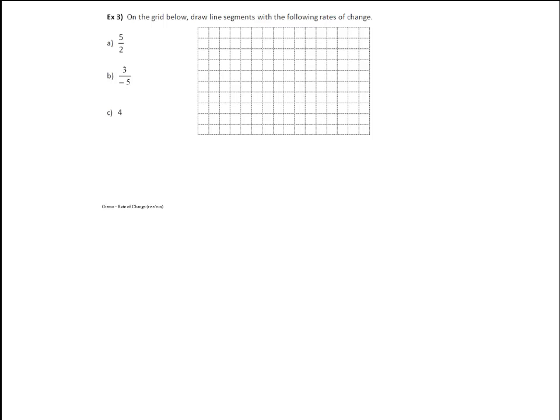So on the grid below, I'm going to use different colors for this. I'm going to draw line segments using the rate of change. So I'm just going to start right here. I'm using red for A. It rises 5, but it runs 2. So I'm going to run 2 first, and then I'm going to rise 5. 1, 2, 3, 4, 5. Perfect. And then you draw a line straight through. And that is a rate of change there.